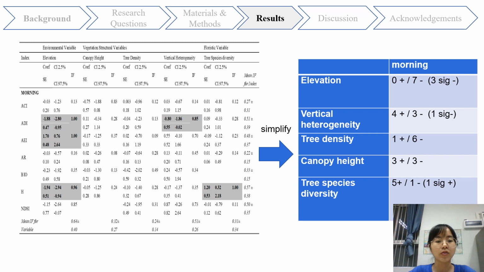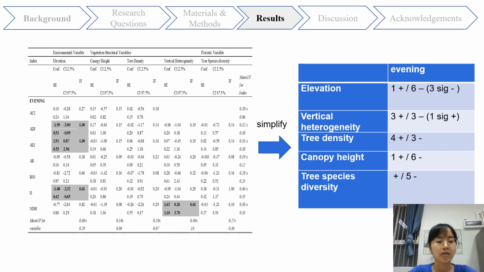This is our main result. The left table is a little bit complicated, so we can look at the right table. We found 3 significant negative relationships with elevation, 1 negative relationship with vertical heterogeneity, and 1 positive relationship with tree species diversity. I have to mention that AEI is always in the opposite direction to ADI, so it shows positive here, but it's negative.